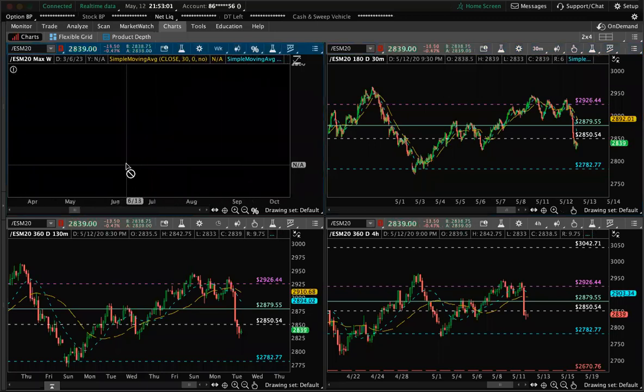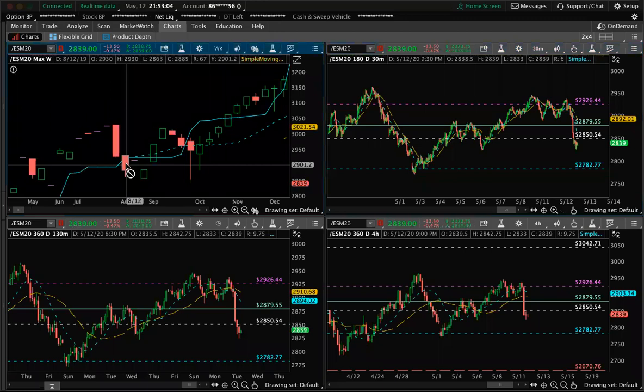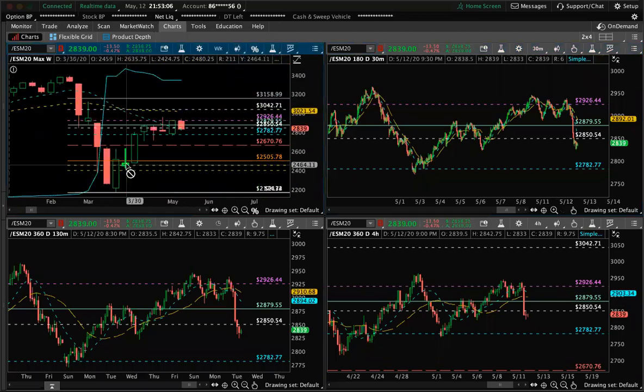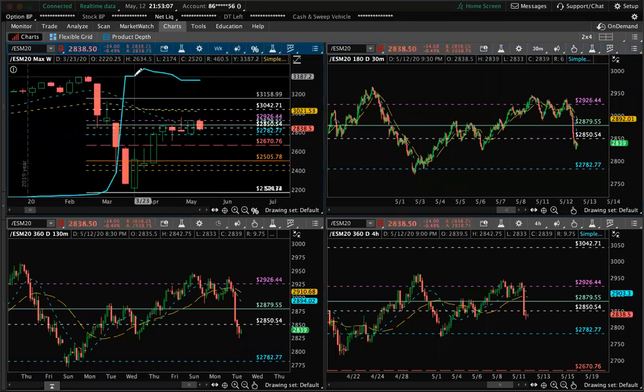The more you watch charts, the more you can look at a pattern and find a trend line without even drawing it.